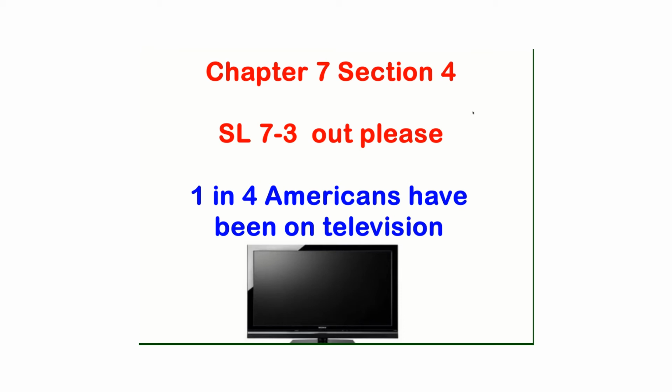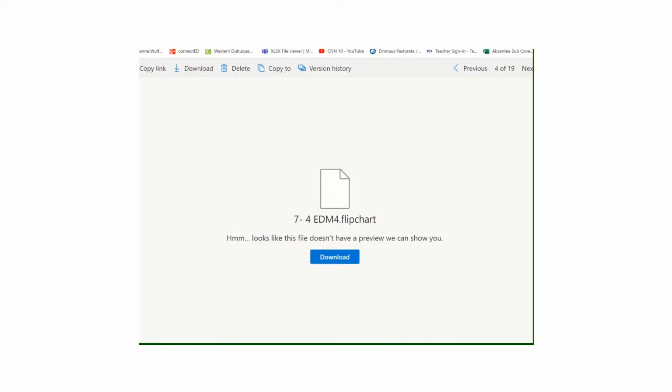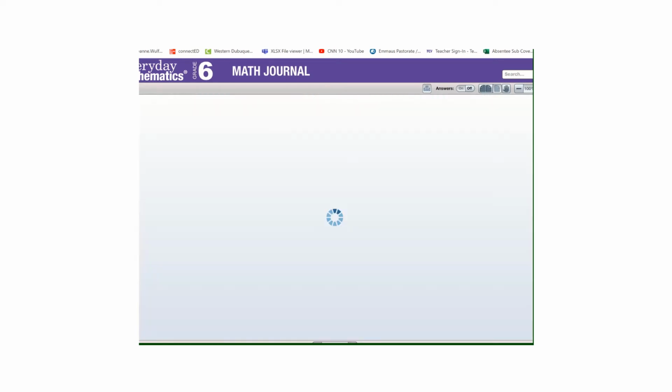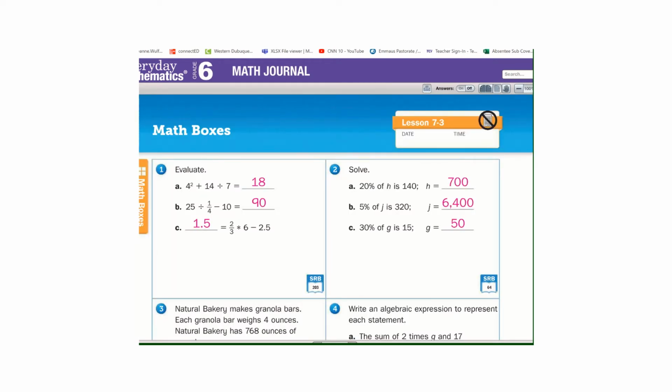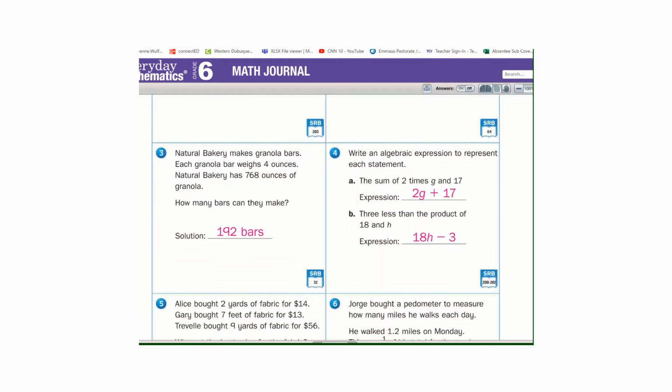Okay, chapter 7, section 4. If you did the work for 7.3, go ahead and get that out. There's the worksheet, the study link, and the math box page is right here. Go ahead and pause the video if you need to, if I'm going too fast.